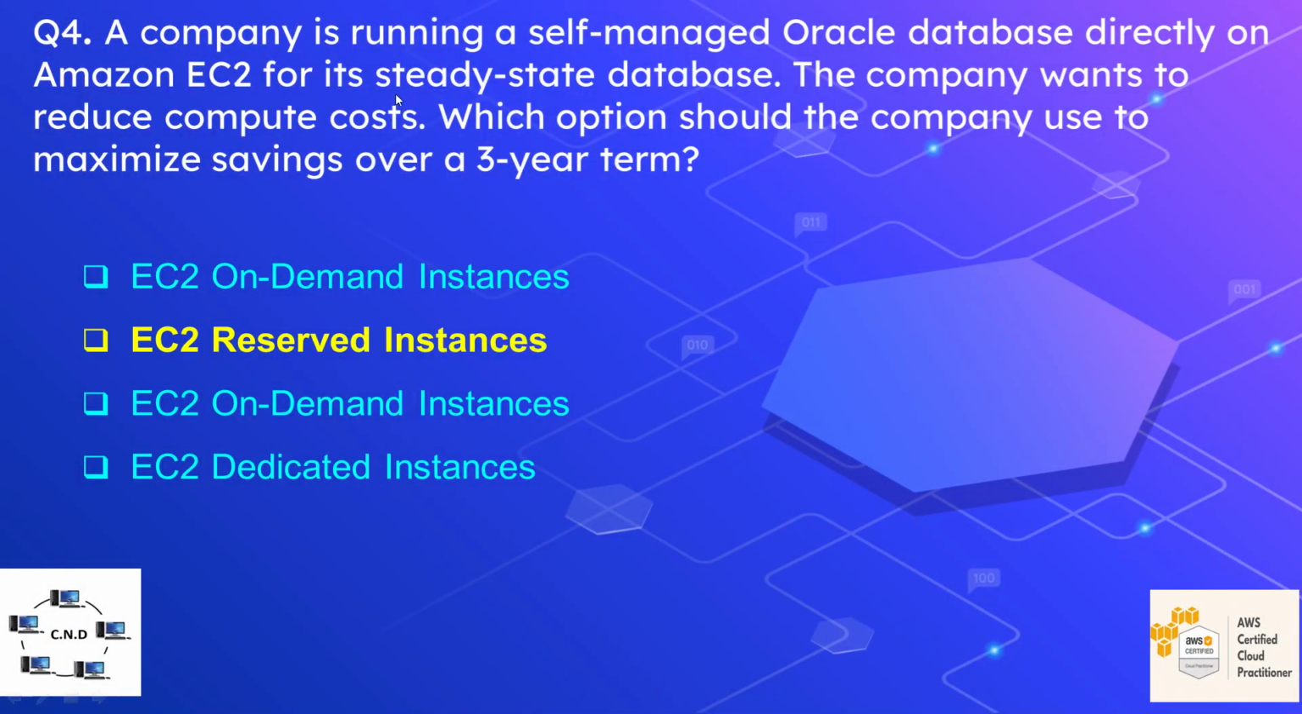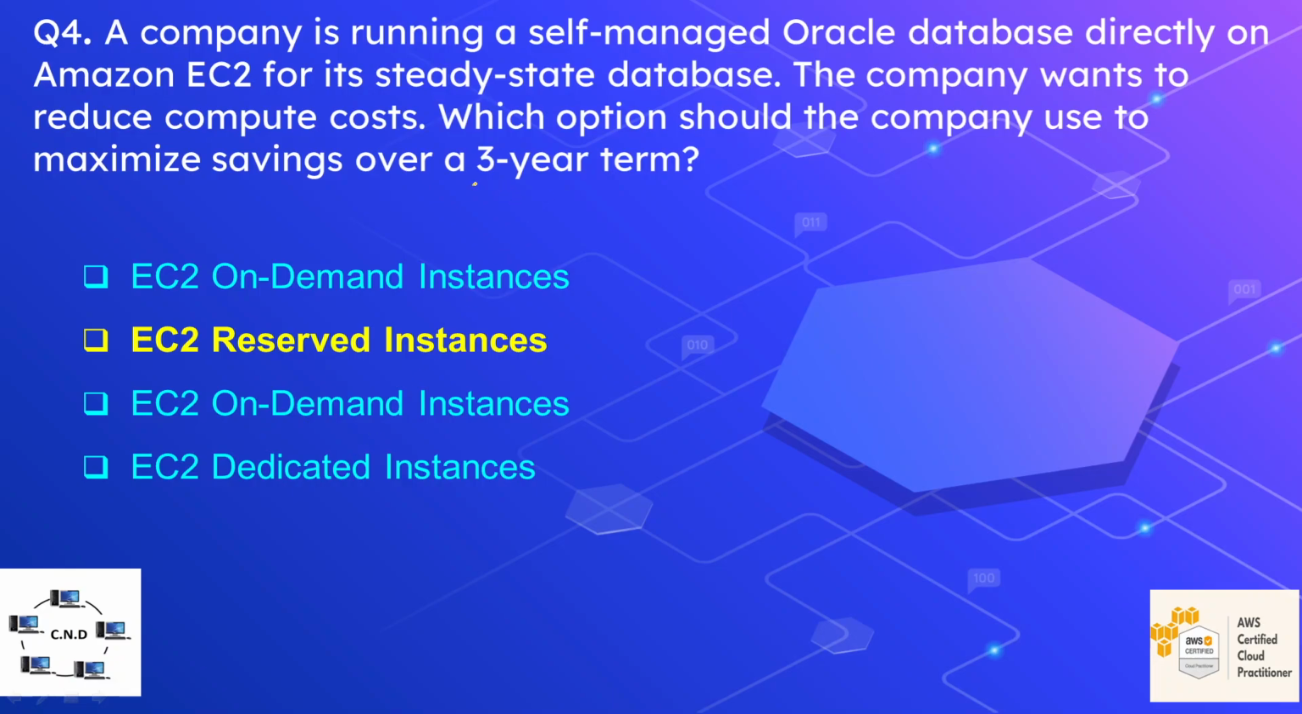Question number 4 is, and the answer is already splashed, so let's read the question. A company is running a self-managed Oracle database directly on Amazon EC2 for its steady state database. The company wants to reduce compute cost. Which option should the company use to maximize savings over a 3-year term? The options include on-demand instances and dedicated instances.